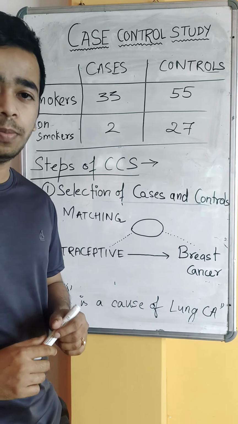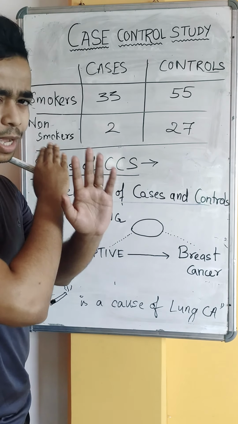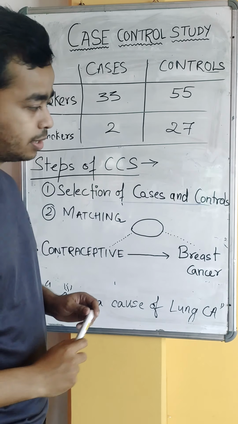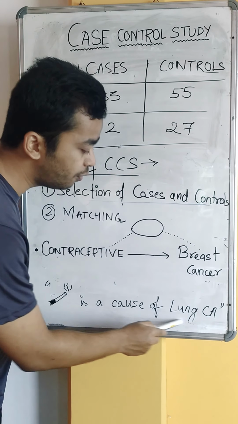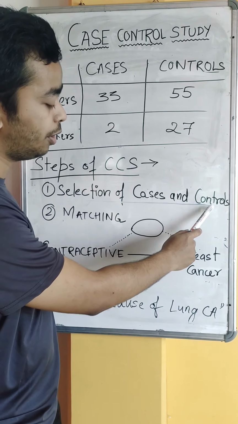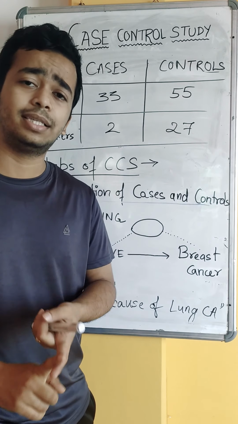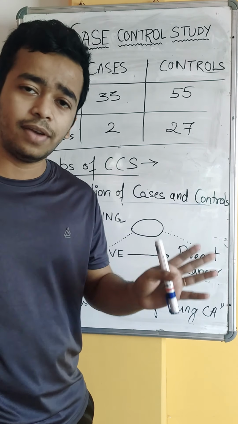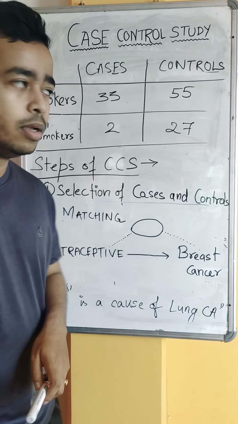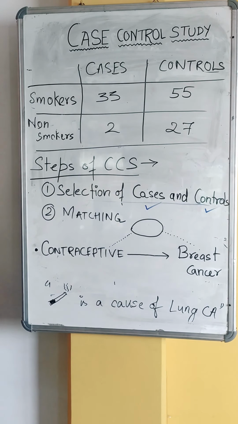Ideally, controls should be as similar as possible to the cases. They should be absolutely the same, ideally, except for the fact that controls should be free of the particular disease under study. So here the controls should not have lung cancer. They can have any other disease. They can have breast cancer, they can have cervical cancer, they can have anything. But they should not have lung cancer. Clear? So the first step is selection of cases and then selection of controls.